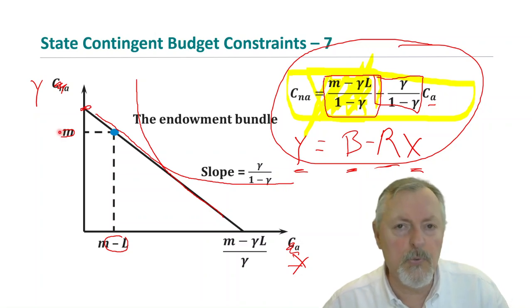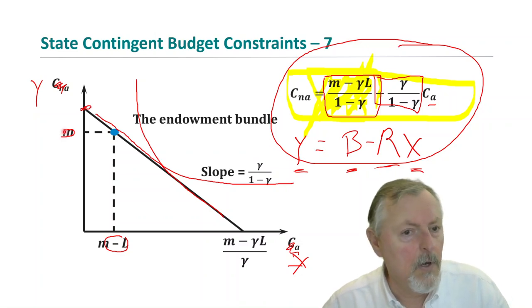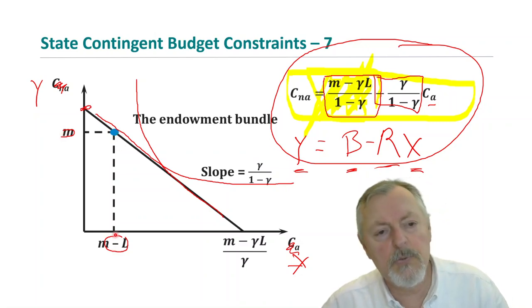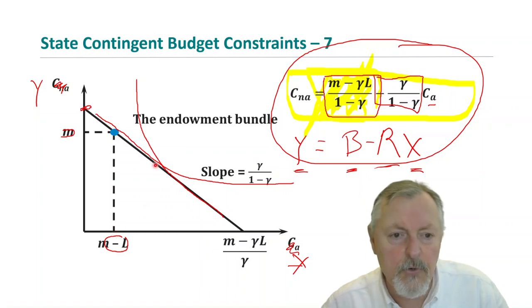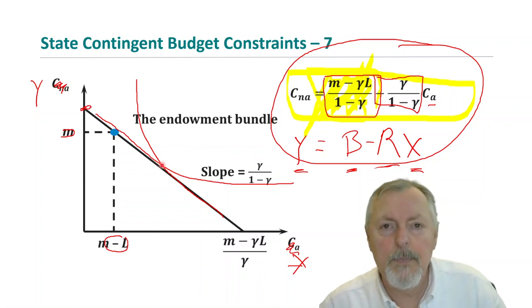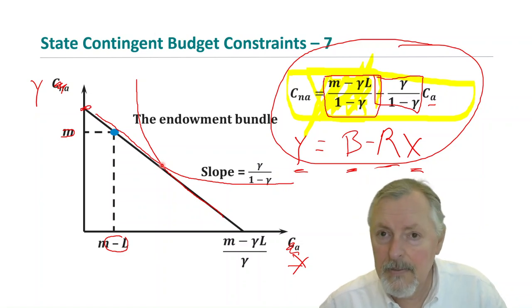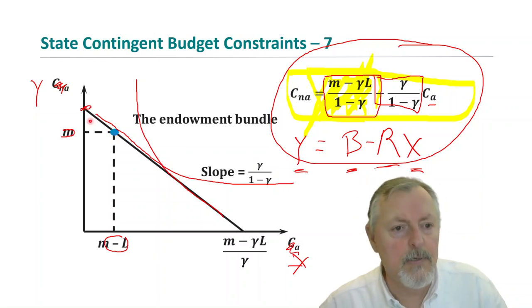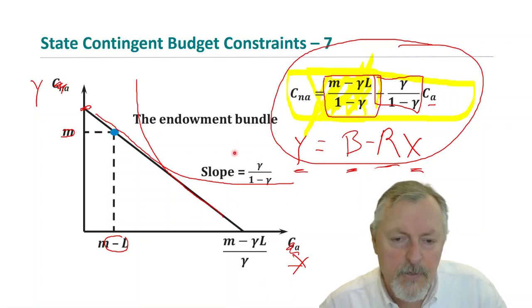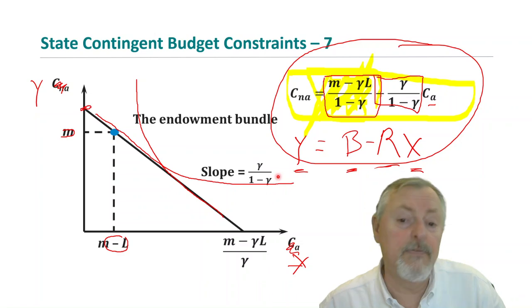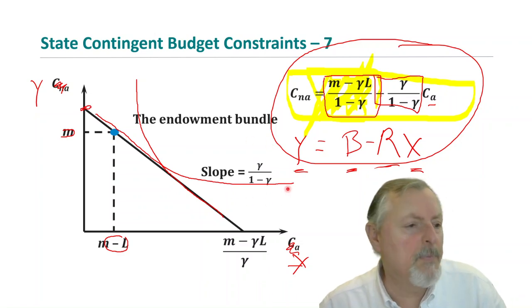consumption in the state of the world where there's no accident for consumption in the state of the world where there is an accident. You could be here. If there's no accident, I'll have less money. But if there is an accident, I'll have more money by buying insurance. And the rate you can exchange consumption in these two states of the world is a very simple function of the premium rate.